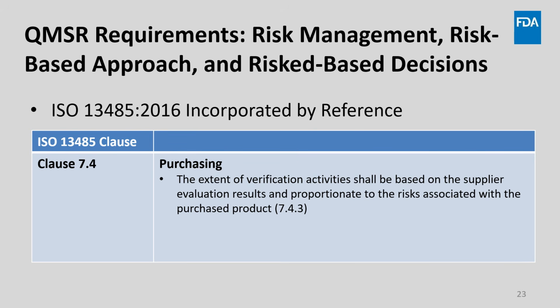Clause 7.4 also requires that the extent of verification activities for purchased products must be based on supplier evaluation results and proportionate to the risk associated with the purchased product. Higher risk purchased product or services require more extensive verification. It is the organization's decision regarding the appropriate type and extent of its control and evaluation activities.